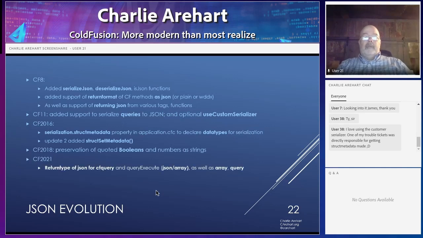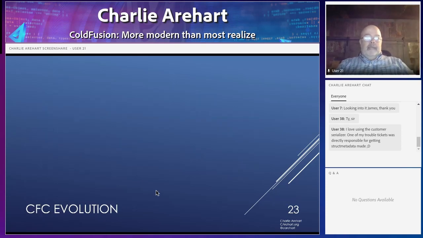So anyway, moving on, 2021 has finally added a return type of JSON for a CF query or query execute if you choose to use that. And there's JSON, JSON array, array, and the traditional query as ways to return data from a query. So you don't have to do even a serialized JSON. You could just say, hey, the result of this query should be a JSON output. Okay, and then some other stuff there just for those that might be interested. I'll leave you to read about that.